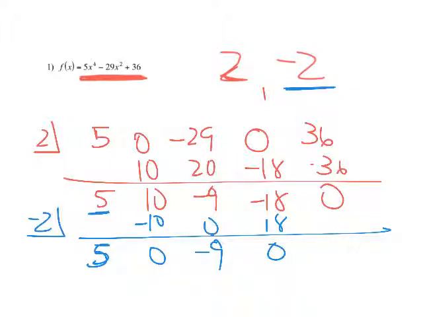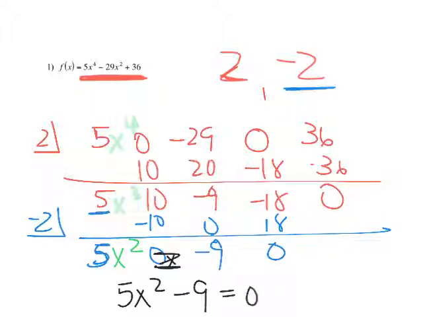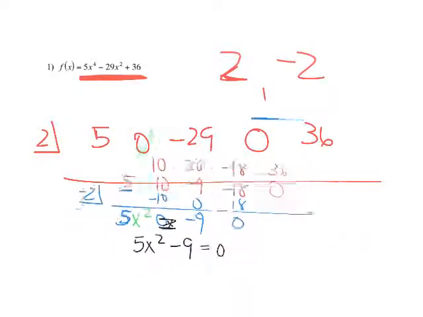So you got to remember that this is x to the fourth. This is x to the third, and so that means that this row is going to be x squared. So you have a 5x squared plus a 0x, because this right here is technically 0x, but you don't have to write it, and then -9 equals a 0. So you are actually going to then solve that quadratic.